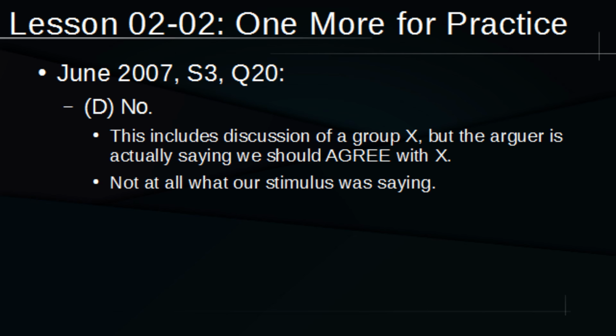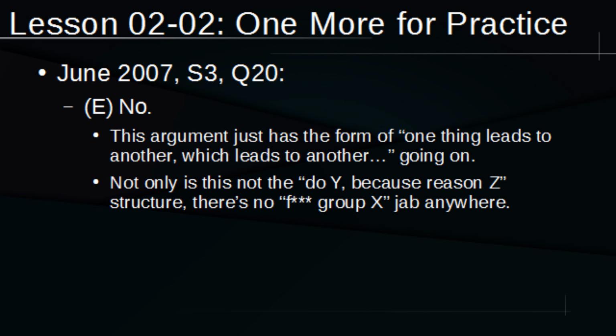It includes a discussion of group X, which is kind of one of the things we're looking for. But if you read it, the arguer is actually saying we should agree with what the X people are saying. That's not at all how our stimulus works. For that reason alone, we can just get rid of it, I think. And that brings us to E, which again is a pretty solid no for me. This argument just has the form of one thing leads to another, which leads to another. So that was a problem that we saw in our previous question too, right?